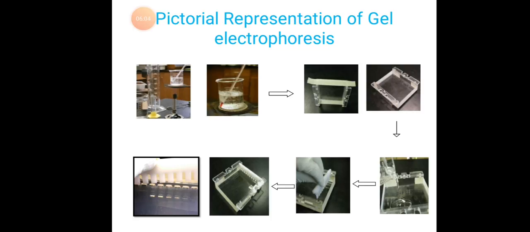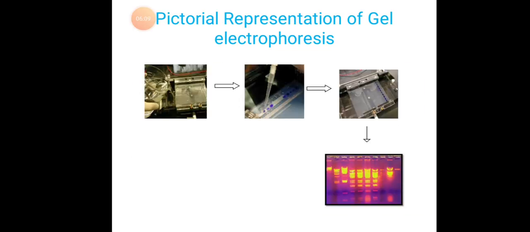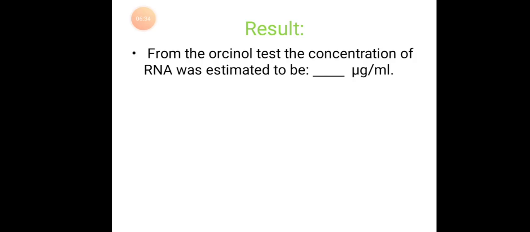In that wells, we have to apply our sample, loading our sample with the help of micro syringe or micro pipette. Then we have to run electric power supply. Afterwards, we have to check the movement of segments separated under UV light transmission. From the orcinol test, the concentration of RNA was estimated, which will be the final reading of our report.